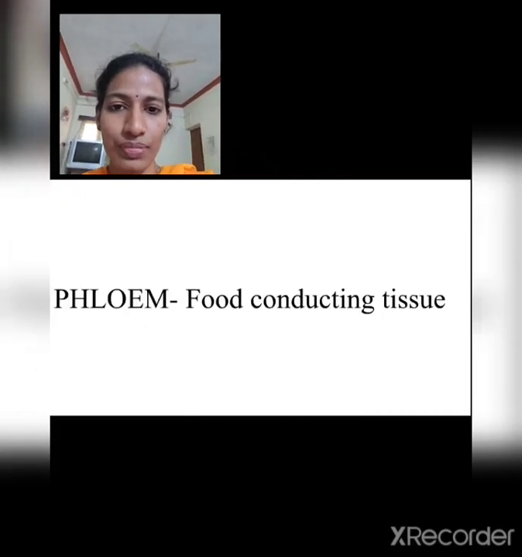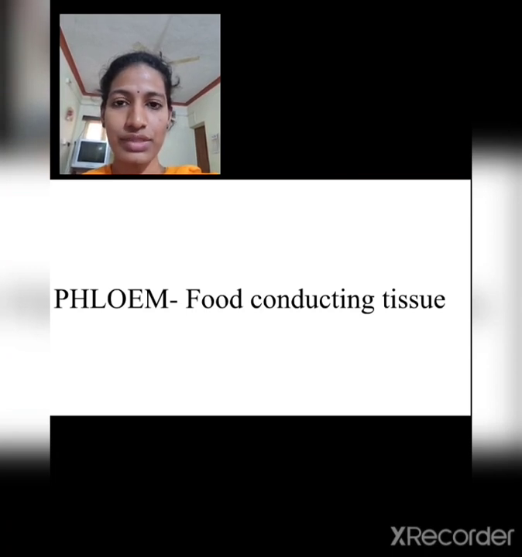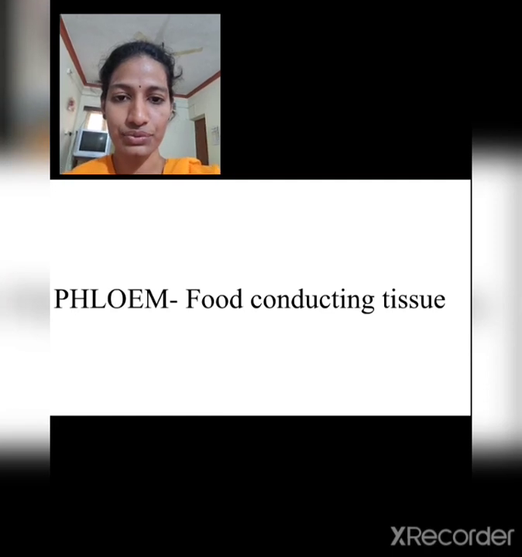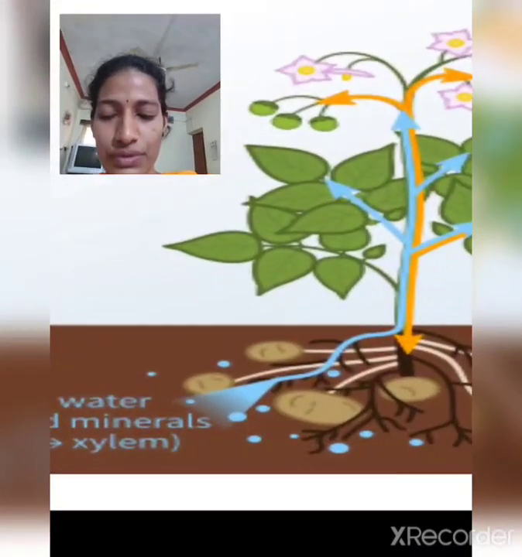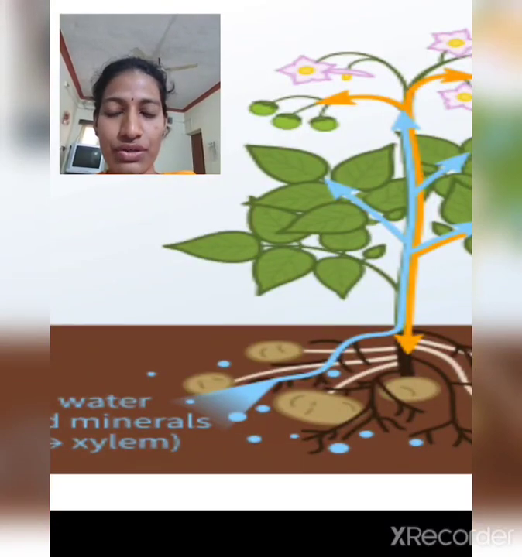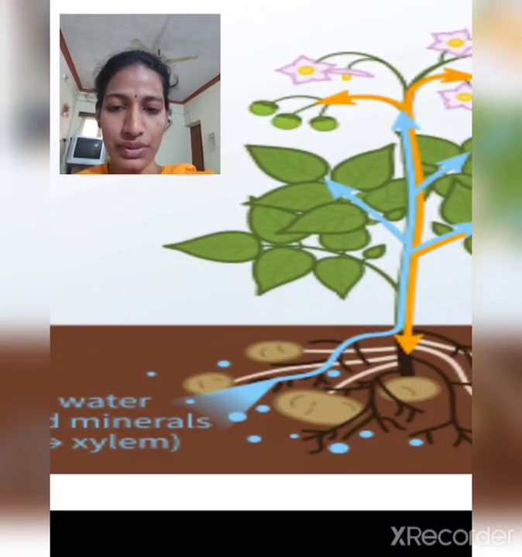So in general, phloem is commonly called the food conducting tissue. Hope you are now clear with this. Xylem is commonly called the water conducting tissue, and phloem is called the food conducting tissue. Now let us see how the transportation of water and minerals as well as food generally takes place, as we had already discussed. Here you can see the transportation of water and minerals which are present in the soil surface. It takes place along the roots and from here along the xylem.